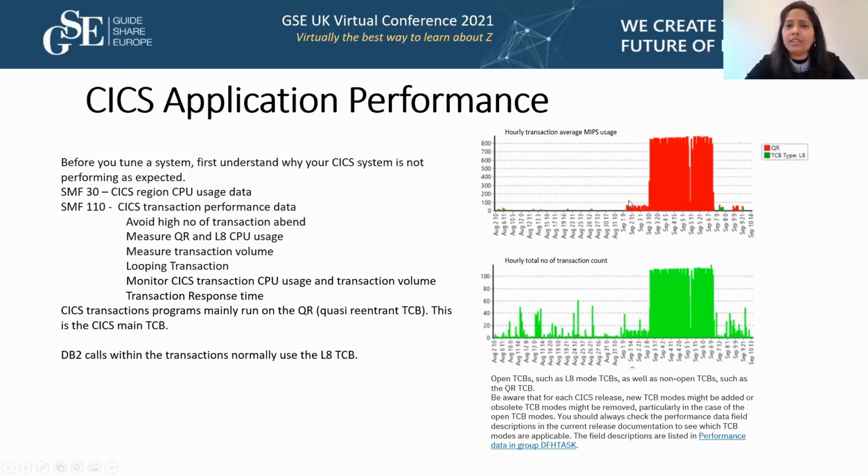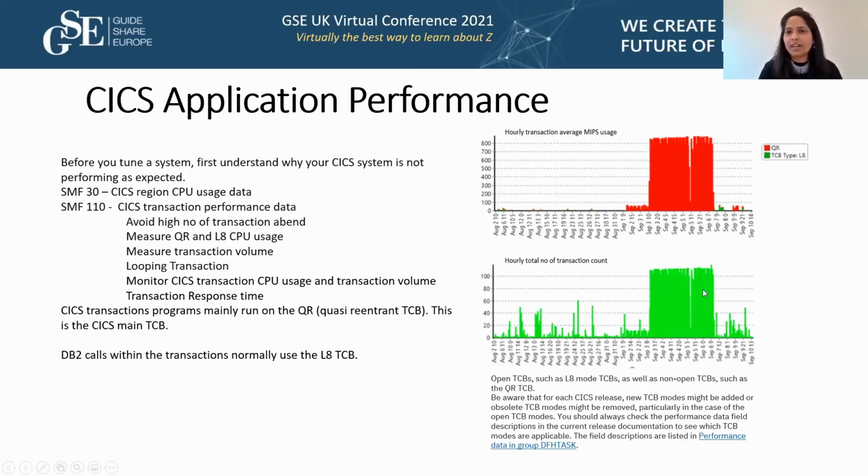On the right hand side, I have pasted two graphs here. The first one, the red one, is CPU usage for a single transaction, and the lower green one is the number of transactions triggered during that time for that transaction. It started September 3rd, but you can see it continuously takes more than 800 QR CPU up to September 7th, with the same amount of transactions also.